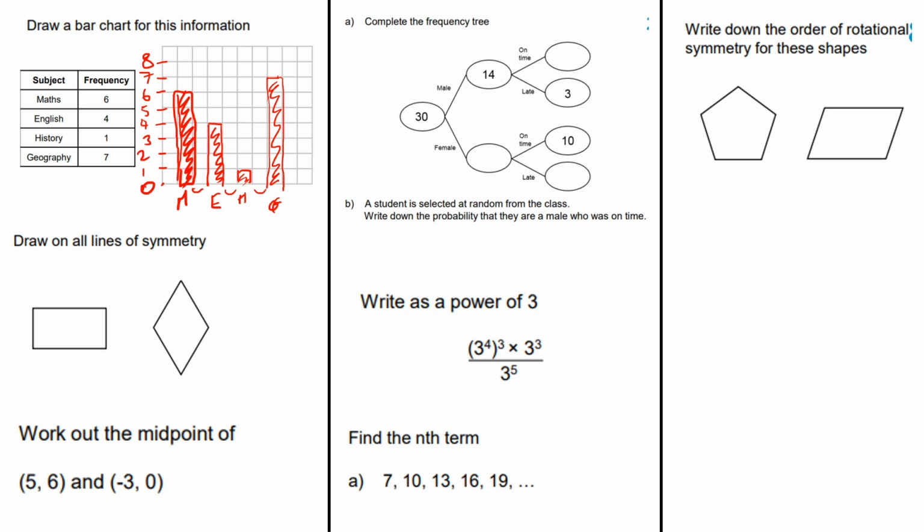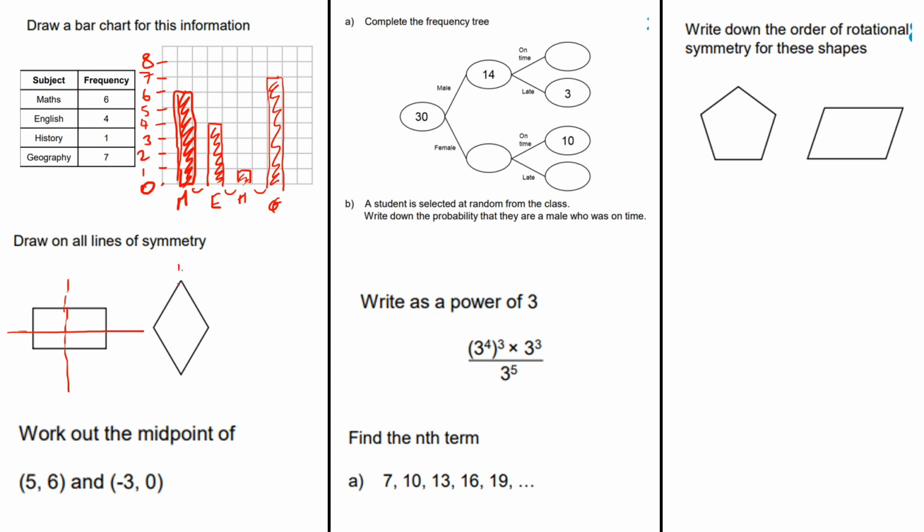Draw on all lines of symmetry. Okay. So lines of symmetry, if I was to cut this shape through here, it will fold onto itself. If I cut it through here, the two faces will land onto itself.